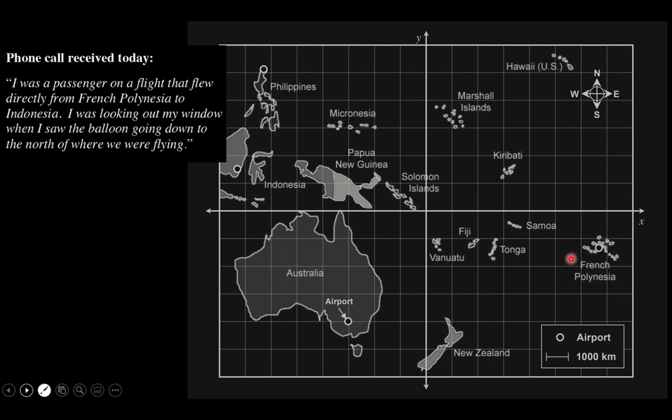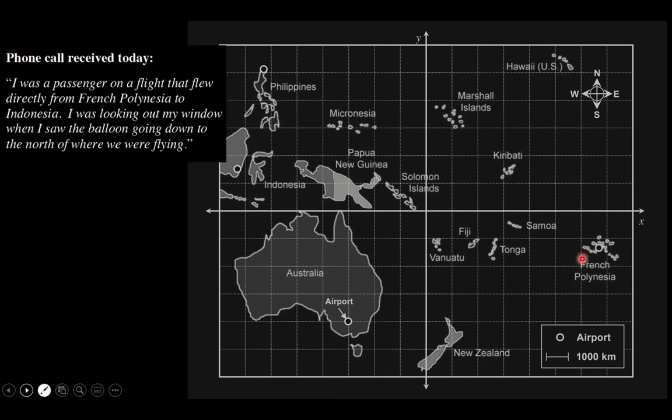I was looking out my window when I saw the balloon going down to the north of where we were flying. I was a passenger on a flight that flew directly from French Polynesia to Indonesia. So the only airport that I see marked in Indonesia is here. So we're going from French Polynesia to Indonesia. So this is this flight path.